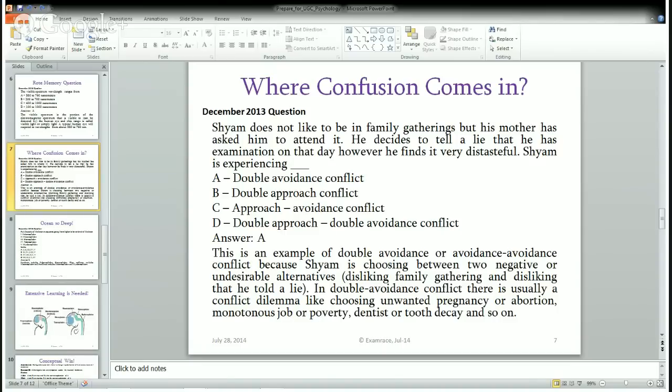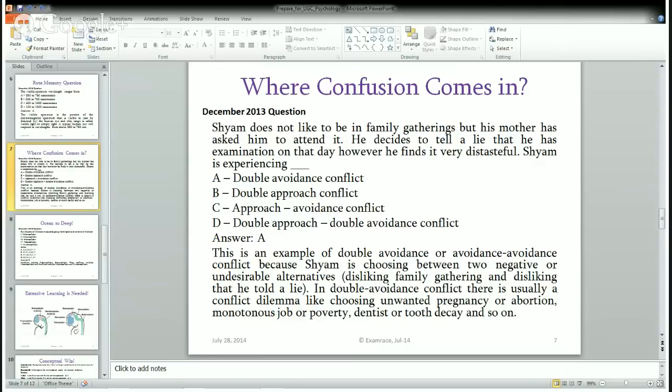So there are two parameters that he is trying to avoid. So this is a case of double avoidance conflict. It is similar to an issue where, for example, you have a tooth problem. Now you are seeing day by day that your tooth is having a problem. So you do not want your tooth to have a problem, and on the other hand, you do not even want to visit a dentist. So that's a kind of double avoidance conflict. You do not want to do this and you do not want to do that.